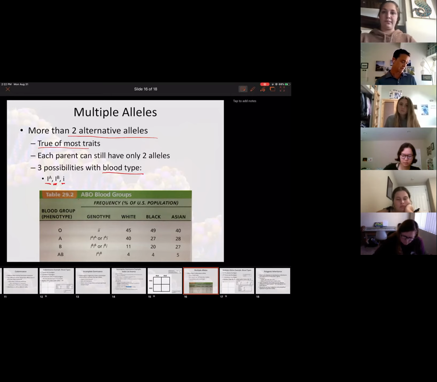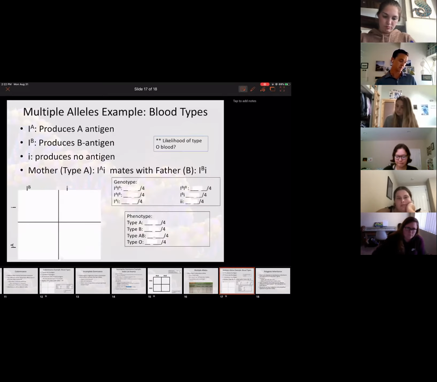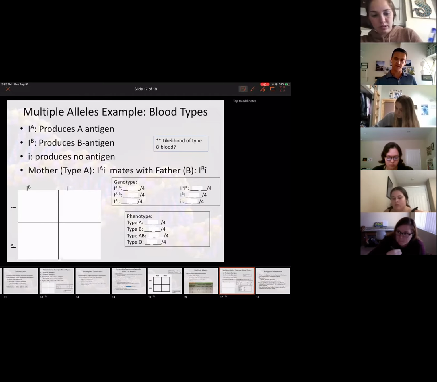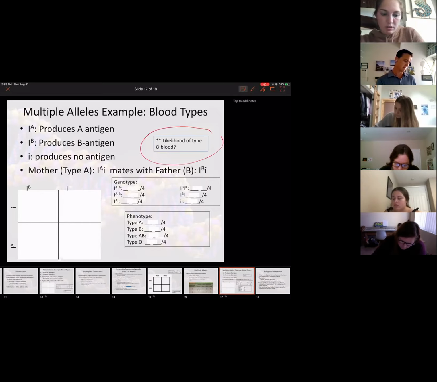This is just looking at the frequency of the different blood groups. Don't need to know that, but it's just there for interest. Let's take a look at this one. Go ahead and work through this one with the people on your team. We've got about three minutes left, so I'll probably leave you in the rooms for about a minute. Check your answers, and again, you're going to send in this one that's on the slide. All right, let's figure that one out.